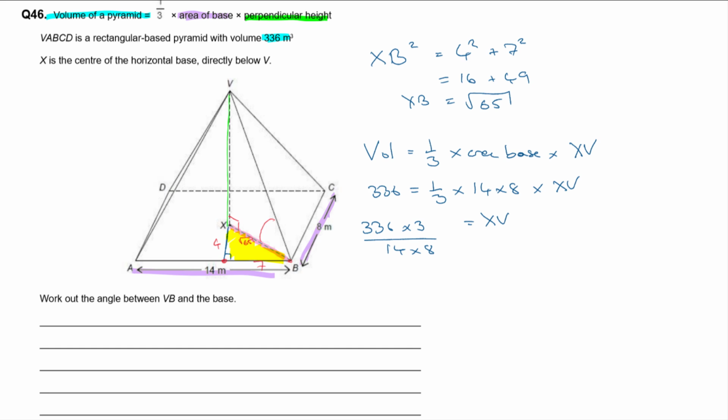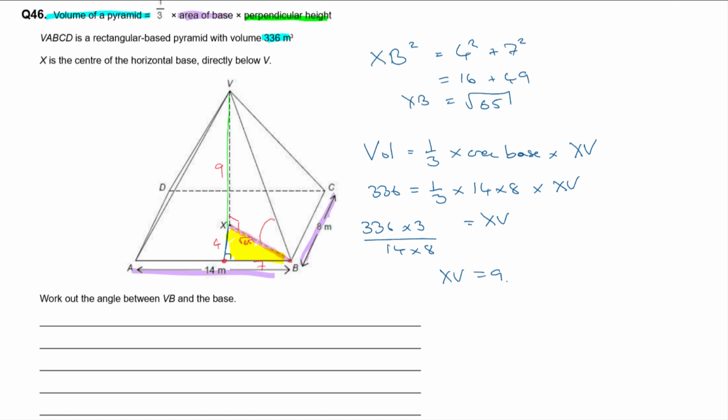So I've got XV, the height of the pyramid, is going to be 336 times 3 divided by 14 divided by 8, and that comes out to be 9. So that's equal to 9. So XV is equal to 9. Okay, so that side there is then 9. So now I know two sides in this triangle. It's a right angle triangle, so I can then go and find the angle, can't I?